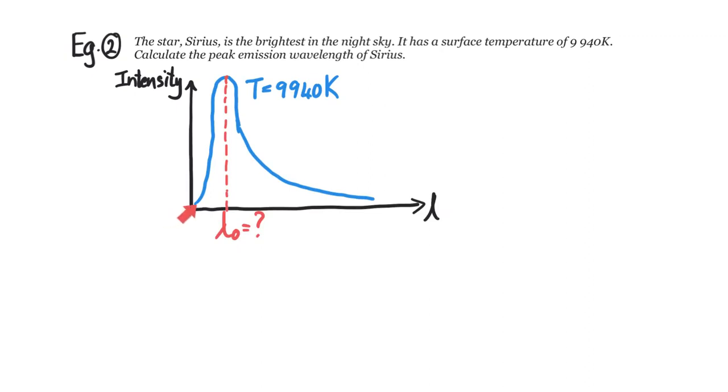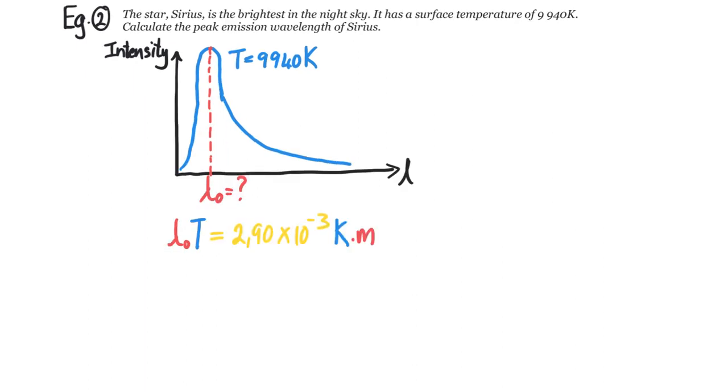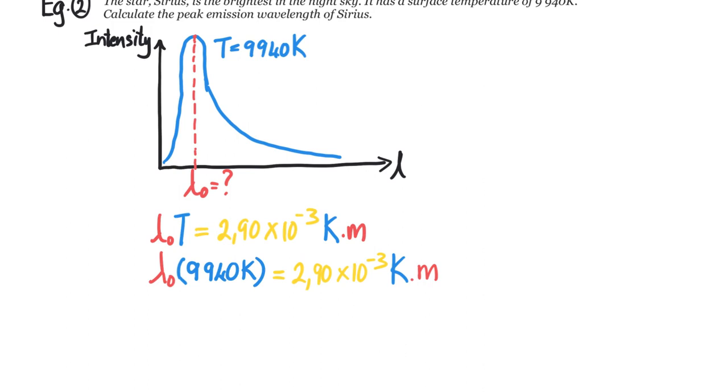So what we have here is a black body curve. We know that the temperature is 9940 Kelvin, so we are looking for the wavelength where the peak intensity is, and so we're now going to use Wien's displacement law. Writing it down, lambda 0 T equals 2,9 times 10 to the negative 3 Kelvin meters. We now have the temperature, so we substitute the Kelvin temperature in place of capital T. So we have lambda 0 multiplied by 9940 Kelvin equals 2,90 times 10 to the negative 3 Kelvin meters.